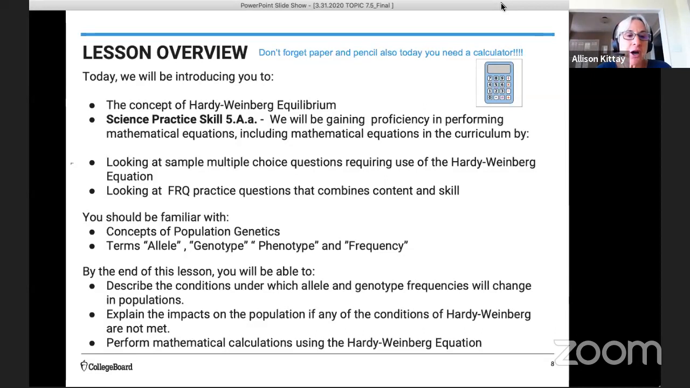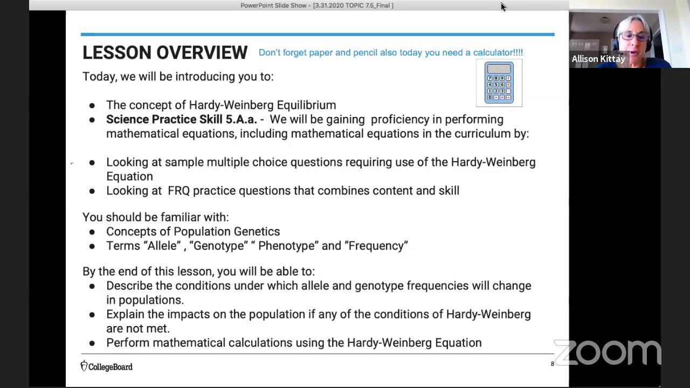The concept today is Hardy-Weinberg Equilibrium, and the science practice skill is 5.A, which is performing mathematical equations, including mathematical equations in the curriculum. And we're going to gain proficiency by looking at sample multiple choice questions requiring the use of the Hardy-Weinberg equation. We're also going to look at FRQ practice questions that combine the content and skill.